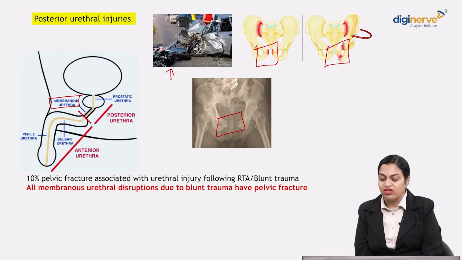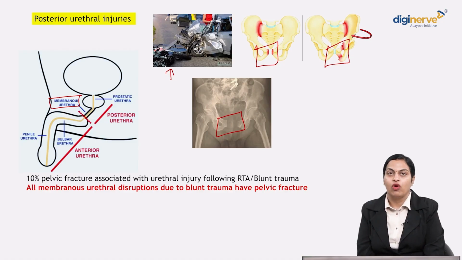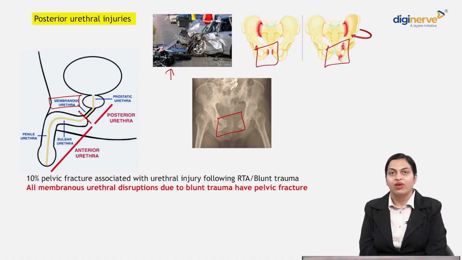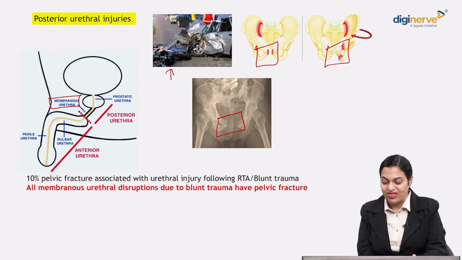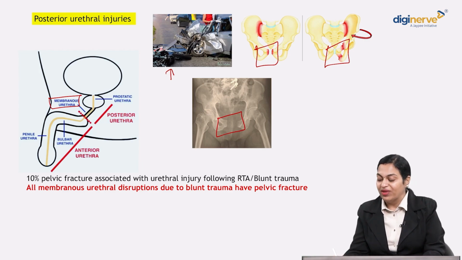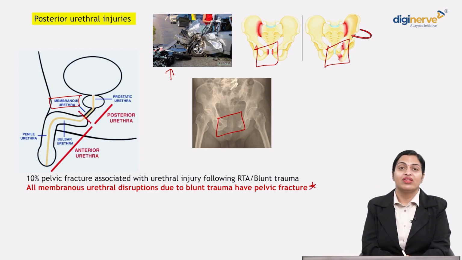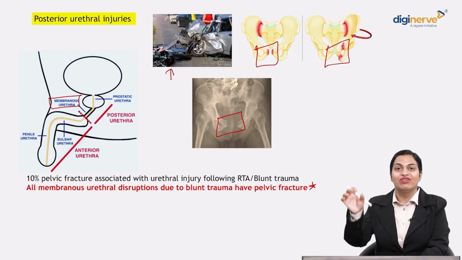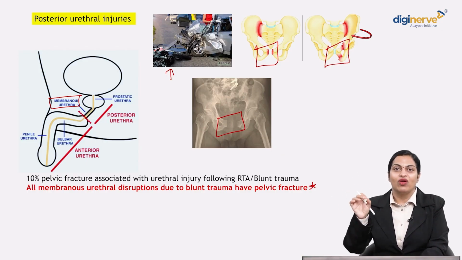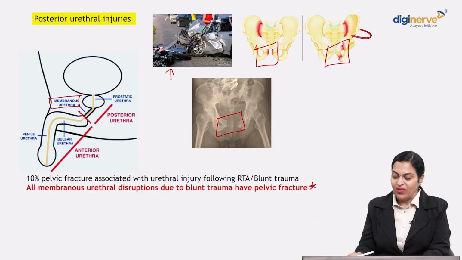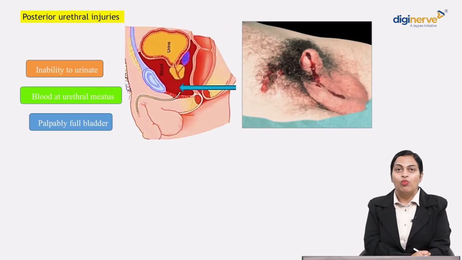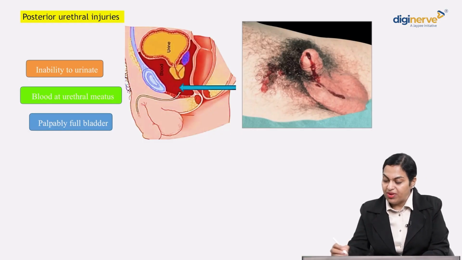10% of pelvic fractures are associated with urethral injury following RTA, road traffic accident, or blunt trauma. But all membranous urethral disruptions due to blunt trauma have a pelvic fracture. That is why in the case scenario I told you, if you see the words pelvic fracture, it always refers to injury of the membranous urethra. Understood?